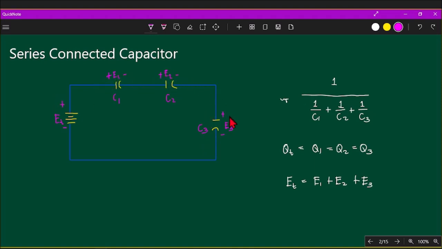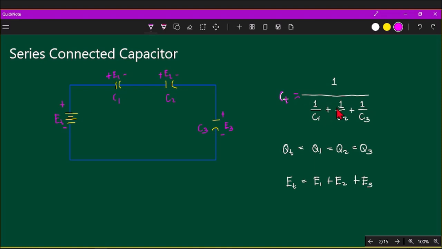Each of them has its own voltage, so we have E1, E2, and E3. Now, because they're connected in series, we can also get our total capacitance or equivalent capacitance, which is given by this formula. The total capacitance is equal to 1 over C1 plus 1 over C2 plus 1 over C3, or the reciprocal of the sum of the reciprocals of our capacitors connected in series.